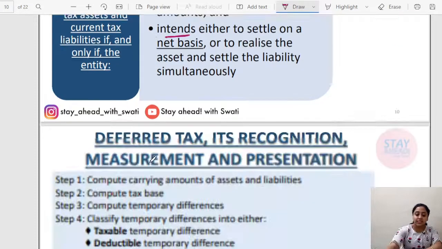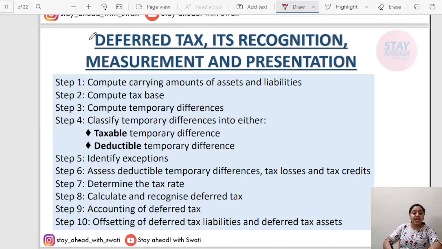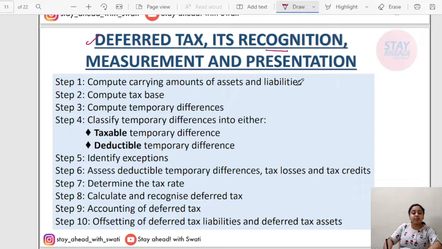Okay, next, deferred tax: its recognition, measurement and presentation have 10 important steps. You just need to read it out, you will get a little glimpse of it. You do not need to learn or cram it. Okay, so step 1: you have to compare the carrying amounts, that is the accounting profits, and the tax base. So you will compute the carrying amounts and the tax base, then compare them to compute the temporary differences.